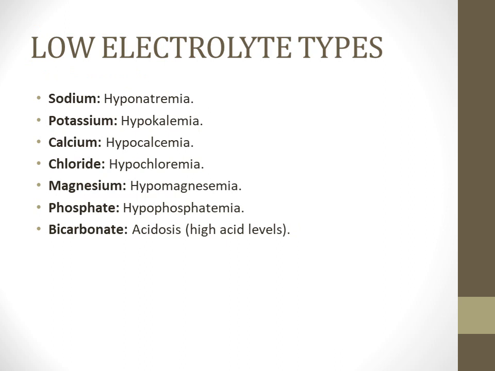For lower electrolyte types, just the opposite of hyper, we use hypo. So sodium: hyponatremia, potassium: hypokalemia, calcium: hypocalcemia, chloride: hypochloremia, magnesium: hypomagnesemia, phosphate: hypophosphatemia, and bicarbonate: acidosis. This is the medical terminology for low electrolyte levels. So low or high, whatever it is, it can lead to electrolyte imbalance.